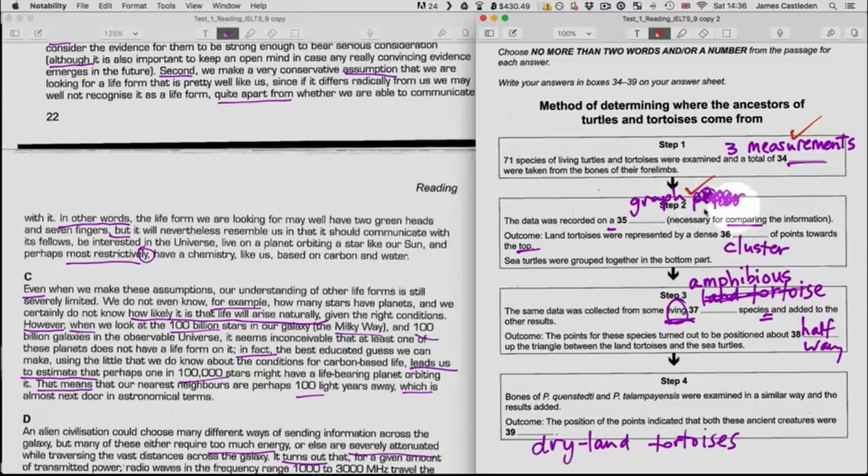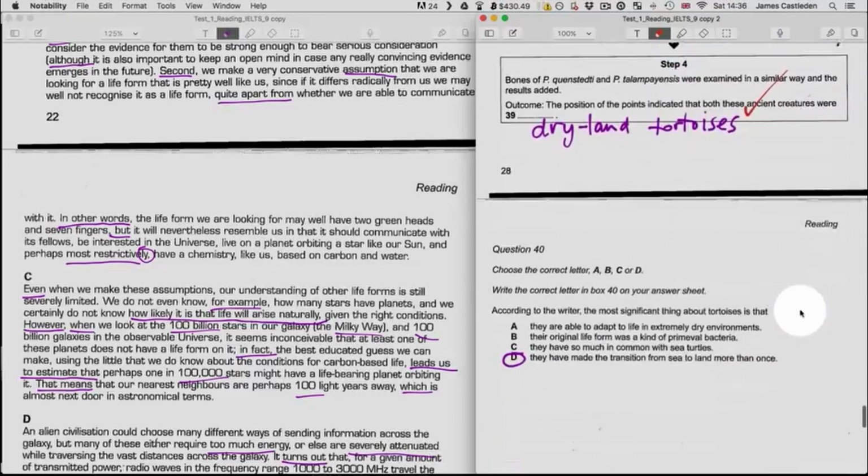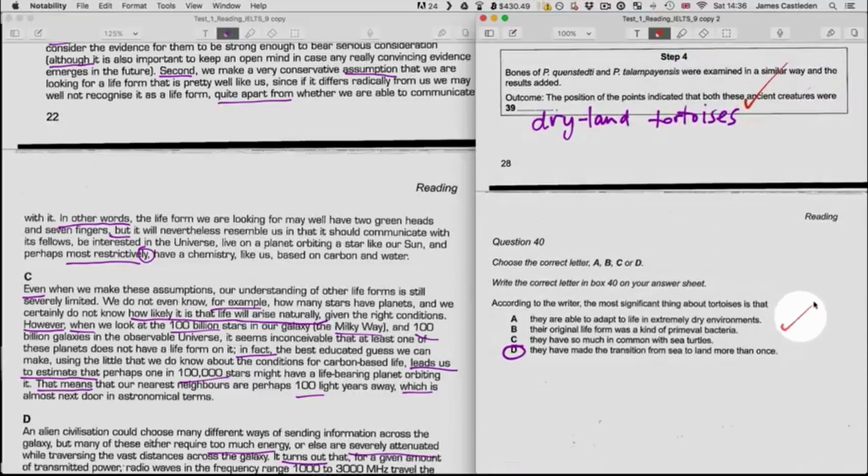Graph, ooh, so just as well we scratched our paper. Again, a reason for that was the grammar. Cluster, good. Amphibious, good. Halfway, and the last one is dryland tortoises. And then finally the answer is D. So 8.5 for a native speaker, or actually an IELTS examiner. So just shows you how difficult it is to get a 9. I hope that was useful. Thank you.